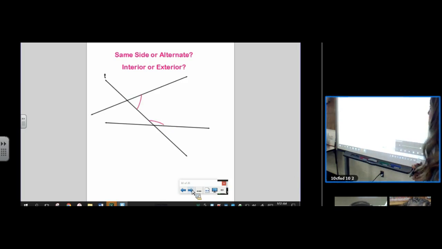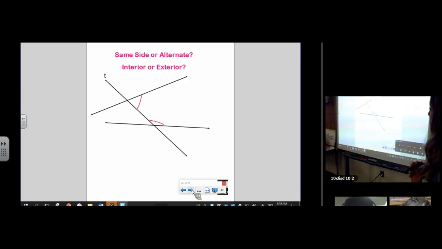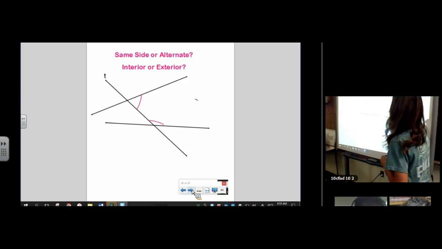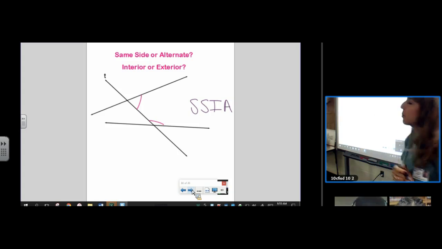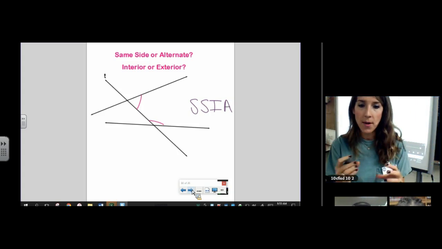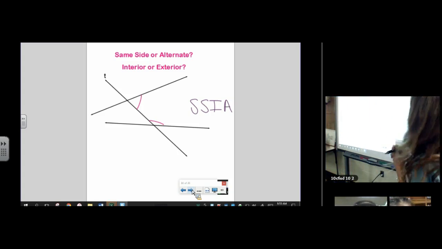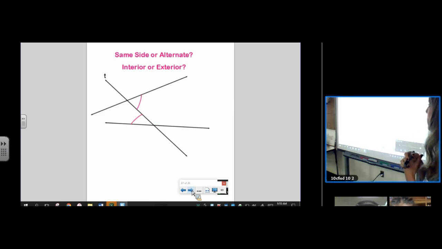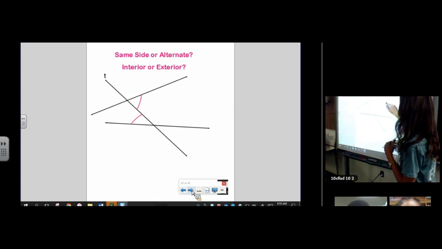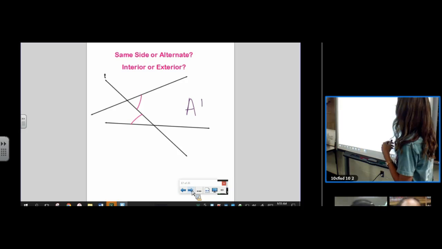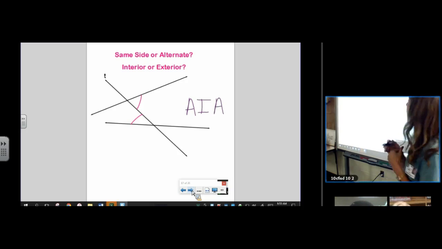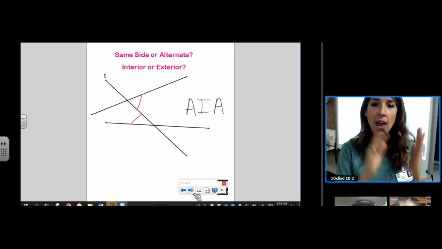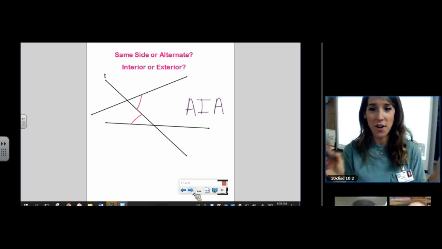What about these two? Same side interior angles. There's the appropriate abbreviation for that. What about these two? Alternate interior angles. That's the appropriate abbreviation. AIA. Not artificial intelligence, not AI. AIA.